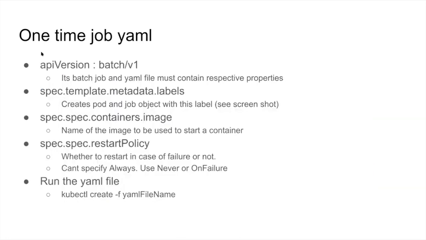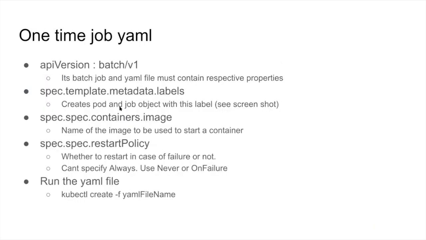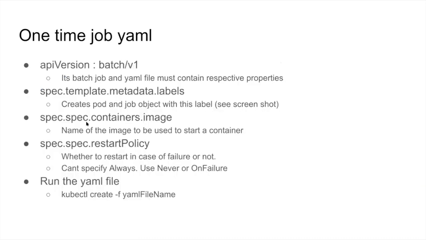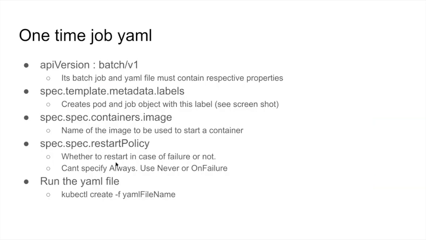And now this I already explained to you. API version, label, create pod, and the job object should have the same label. So spec template metadata label, spec template metadata label. This is the name, and the create pod and job object should have this label. So I think the label needs to be the same. This is a geocoder app, and this label I have not defined. I don't think this should be the same. The image, restart policy, and then you create.